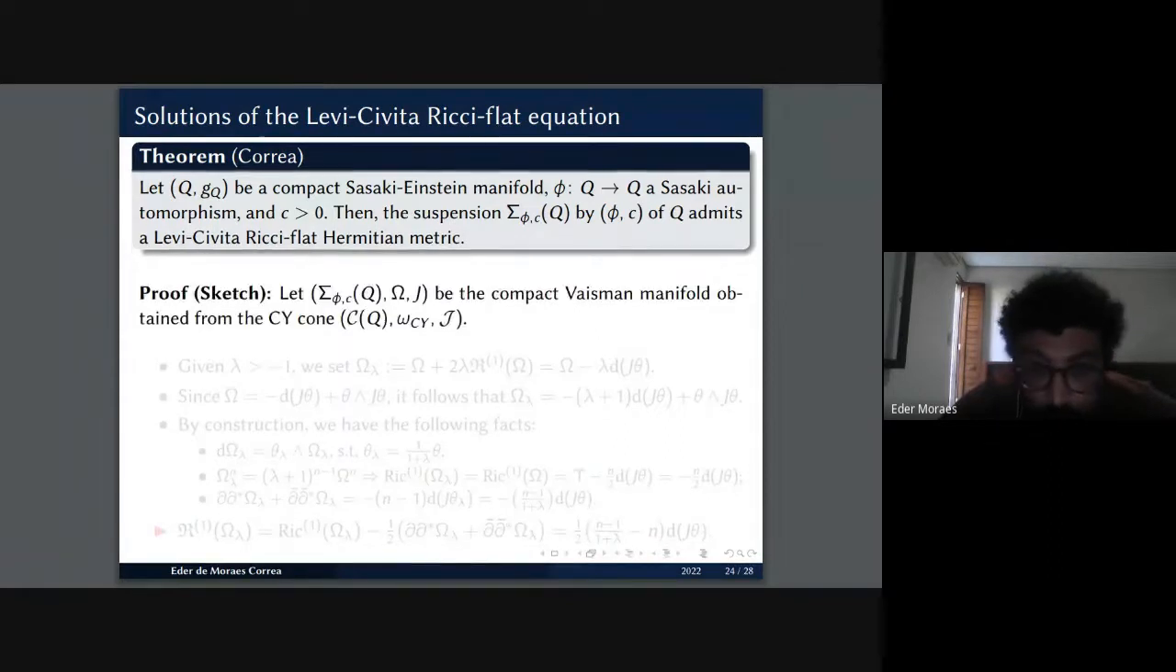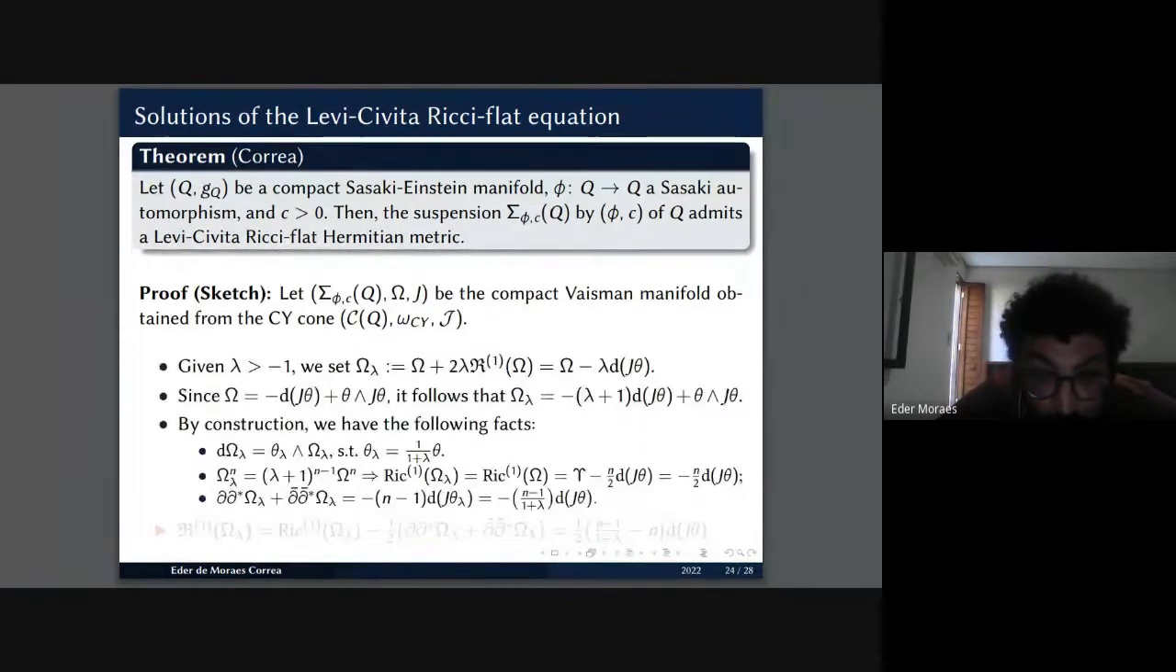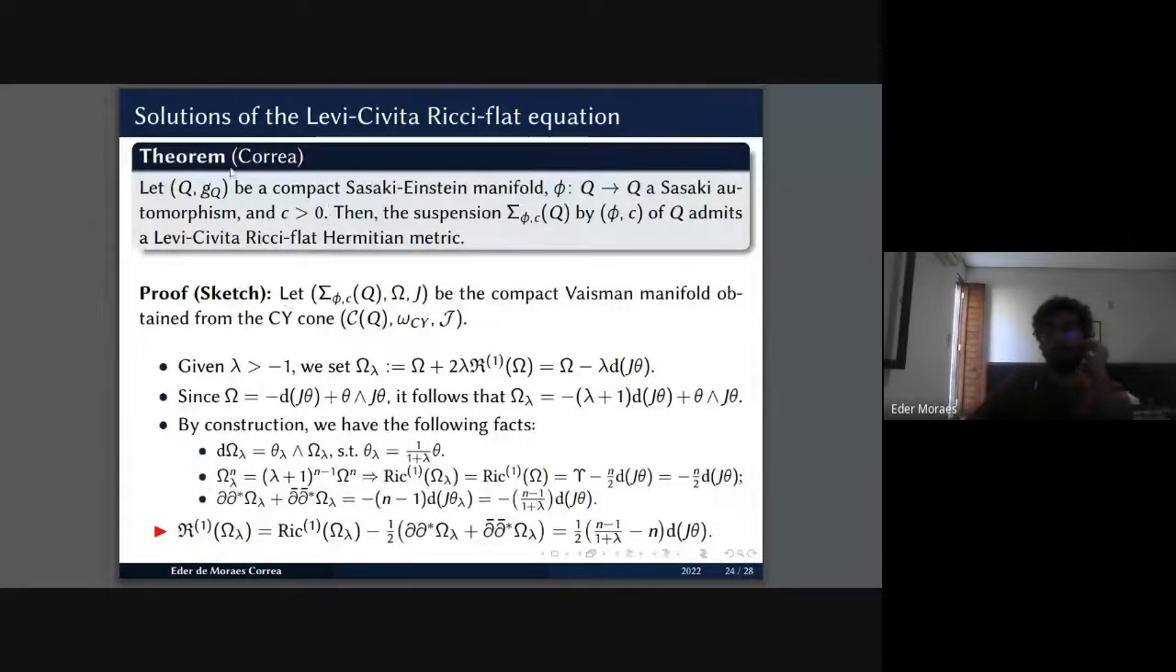So let me give the steps of the proof. In this particular case, we have a compact Sasaki-Einstein manifold, a Sasaki automorphism, a positive real number, and we take the suspension associated to this data, and from this we can construct on this suspension a Levi-Civita Ricci-flat metric. So the proof goes this way.